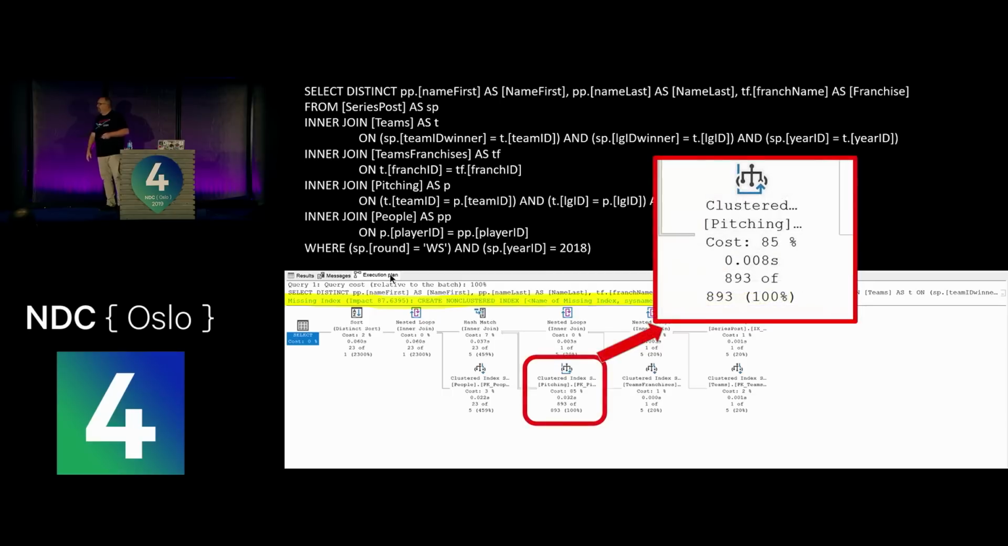If I take a look at where and in what area this is causing the most effort, the most cost for this query, you can see that pitching is a table in my database that is costing me 85% of what it took to get that query and get that result set back to my application.